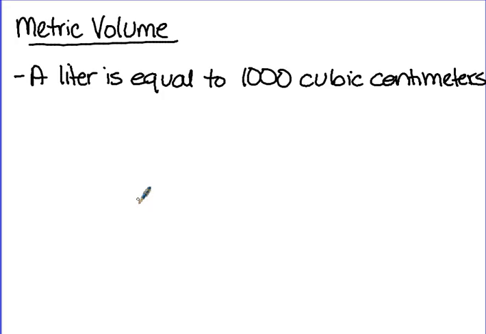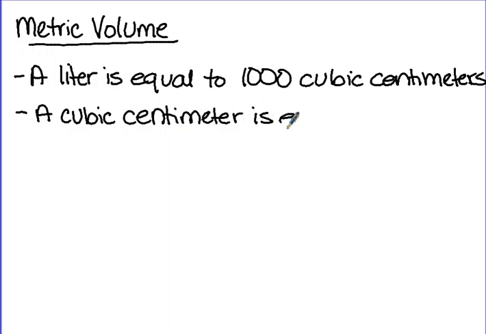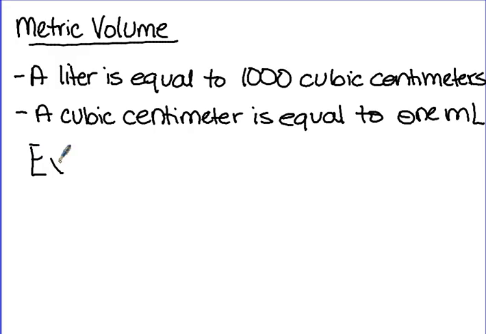All right, a cubic centimeter is equal to 1 milliliter. So if a cubic centimeter is equal to 1 milliliter, that would mean that 1,000 cubic centimeters are equal to 1,000 milliliters, which then in turn means a liter is equal to 1,000 milliliters. So we're just going to use that information to do conversions. Let's work our way through a few examples.